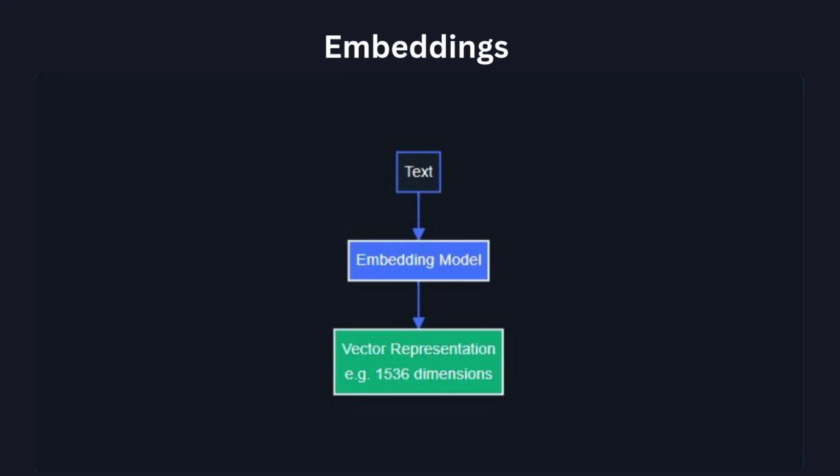This means that texts with similar meanings will have vectors that are close to each other in vector space. Because of this property, embeddings enable meaning-based search instead of simple keyword matching.